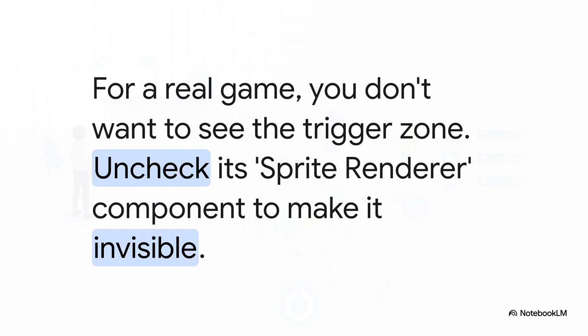Okay, our system works, but no player wants to see a giant pink rectangle in the middle of the game world. It completely breaks the immersion. So the final step is to make it invisible. Let's exit play mode, select our finish line trigger object one more time, and go back to the inspector. Find that sprite renderer component we used earlier to make it pink. And right next to its name, just uncheck the little box. The pink rectangle will vanish from your scene.